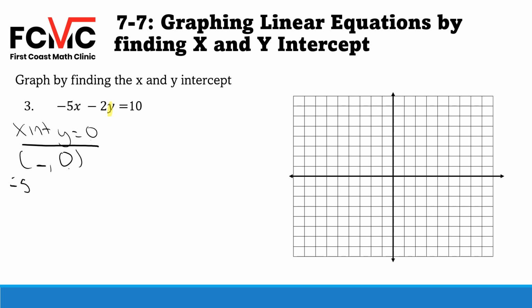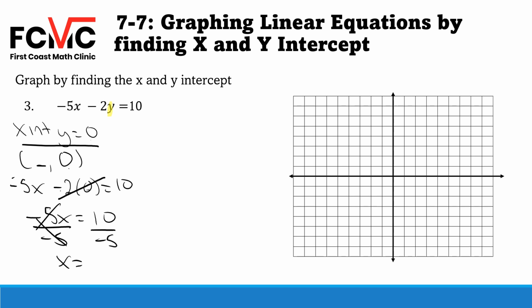So negative 5x minus 2 times 0 equals 10. Negative 2 times 0 cancels out, it's just 0. So negative 5x equals 10. Divide by negative 5, divide by negative 5. Negative 5 and negative 5 cancel out, and we're left with 10 divided by negative 5 gives us negative 2. So our x value should be negative 2. So our x-intercept is negative 2, 0.